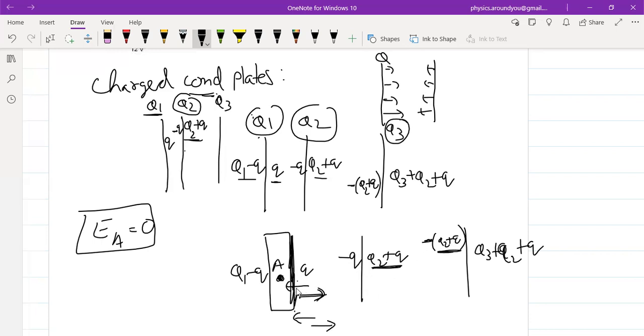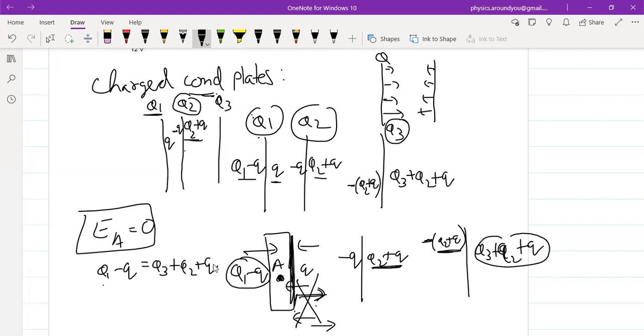All these arrows are equal but opposite in magnitude, they cancel. Only two arrows remain: the arrow due to this and the arrow due to that. And see, by default, both of them are positive in nature. So Q1 minus Q, right? The field due to this is pointing like this. The field due to that will point like that. Those two fields should be equal. So Q1 minus Q should be equal to Q3 plus Q2 plus Q.